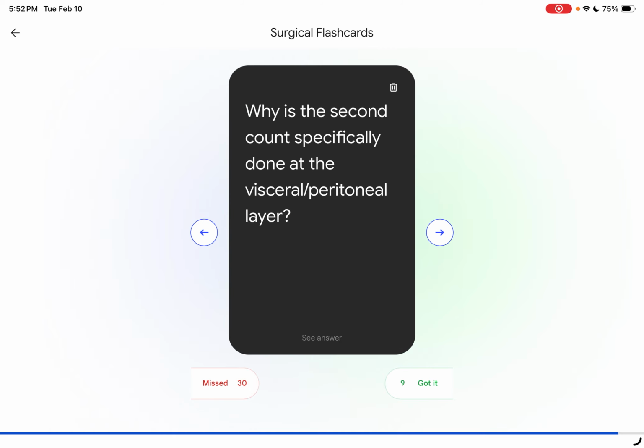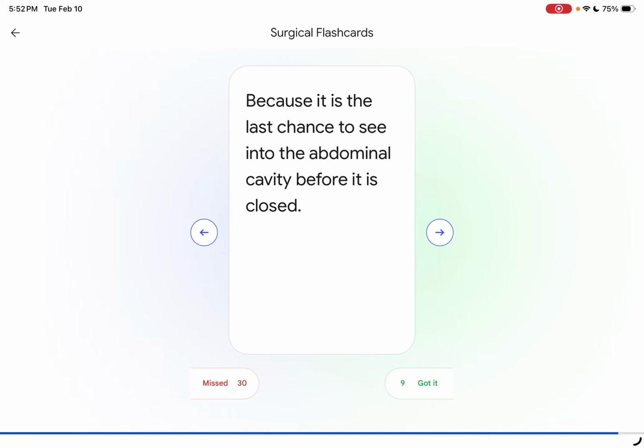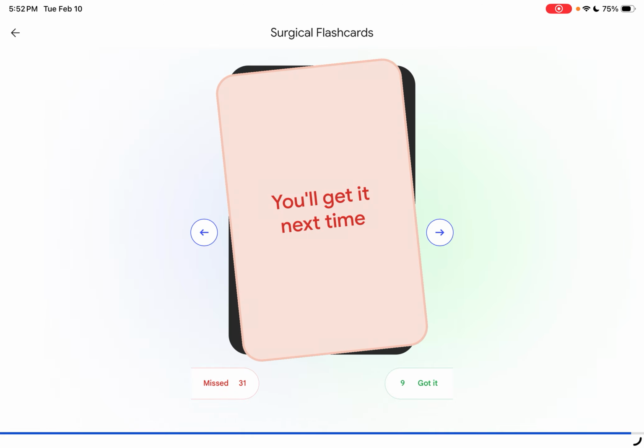Why is the second count specifically done at the visceral peritoneal layer? Because it is the last chance to see into the abdominal cavity before it is closed. Oh, okay. So, makasilip ka sa abdominal cavity. Okay, gamay pa man, nipis pa man siya.